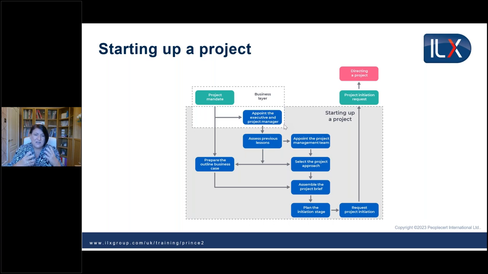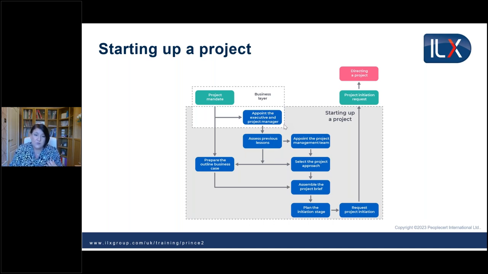The executive is a person in charge. They're in charge of the project board, and they will delegate down to the project manager the day-to-day responsibilities of running the project. So it's logical that the executive and project manager are the first people that are appointed. We then come down and assess previous lessons, and this is supporting the principle learn from experience.